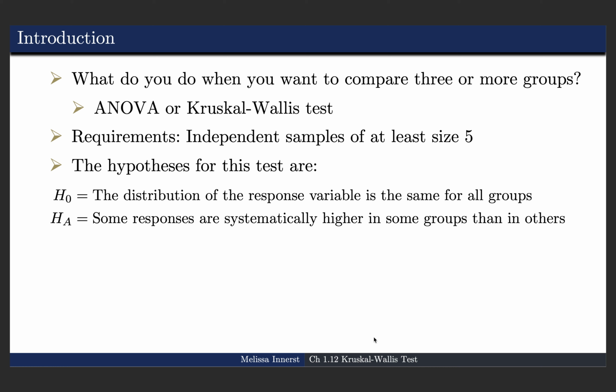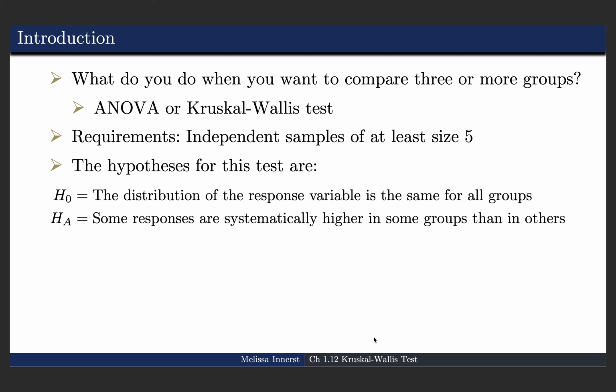The requirements for both of these are that we have independent samples of at least size 5, or at least that for the Kruskal-Wallis test. The hypothesis for this test is that the distribution of the response variable is the same for all groups. The alternative is that some responses are systematically higher in some groups than in others.